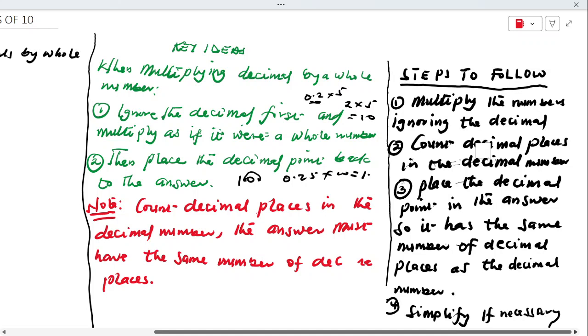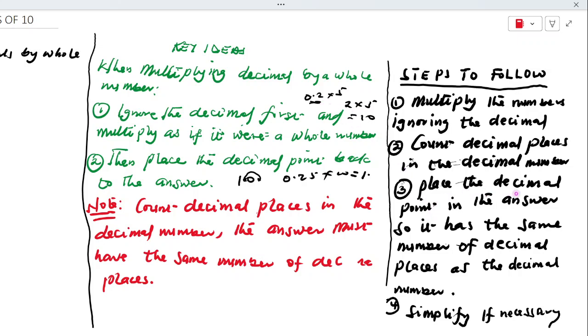These are the steps that we are to follow when multiplying decimals by whole numbers. The first thing is multiply the numbers ignoring the decimals, as we have seen in the ideas I gave you earlier. Then you count the decimal places in the decimal number. This one has one decimal place. The number of digits after the decimal point gives you the number of decimal places it has. So it has only one digit after the decimal point, meaning it has only one decimal place.